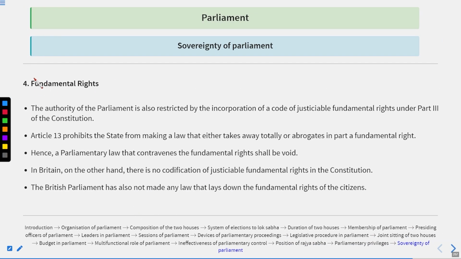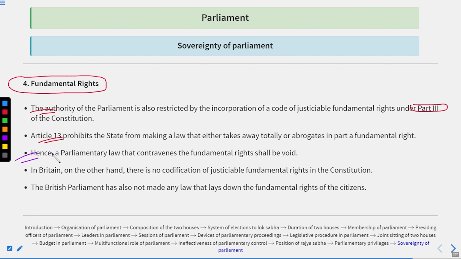After this, the fundamental rights. The authority of the Parliament is also restricted by the incorporation of a code of justiciable fundamental rights under Part 3 of the Constitution. Article 13 prohibits the states from making a law that either takes away totally or abridges in part a fundamental right. Hence, the parliamentary law that contravenes the fundamental rights shall be void.